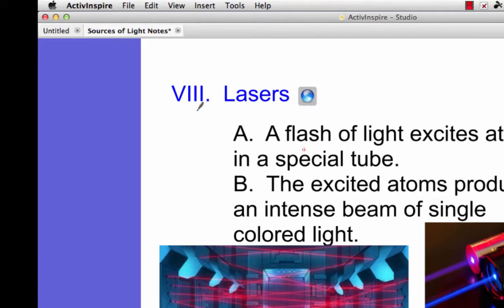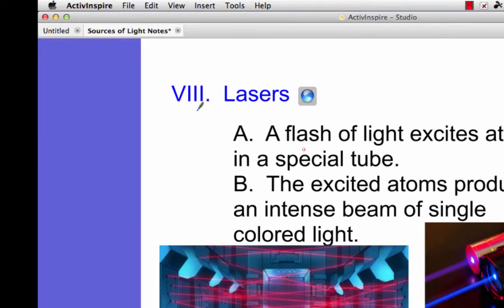Lasers. Now this is everybody's favorite part. Lasers are extremely cool because they're bright. We like to control them with computers and change when they flash and where they flash. But it's really cool to understand how they work as well. It's kind of similar to the fluorescent tube, where a flash of light is exciting different atoms in a special tube.